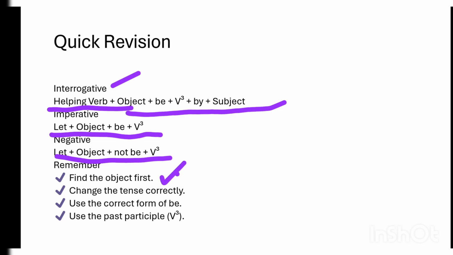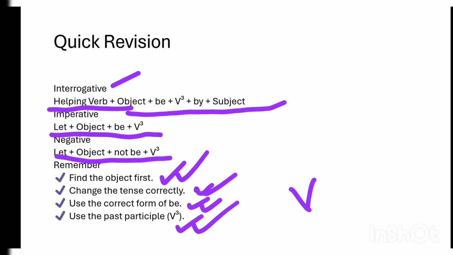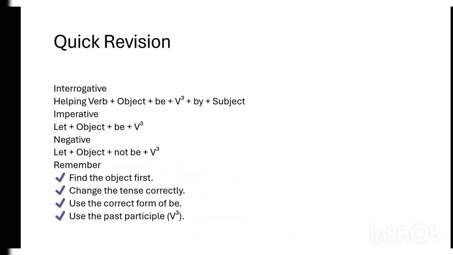Remember, find the object first. These are some tips. The object you have to find first, then change the tense correctly. Don't keep the tense of the passive the same as the active. Use the correct form of be. Use the past participle V3. This is very important: in all passive voice sentences, in every tense, the main verb is always in the third form.